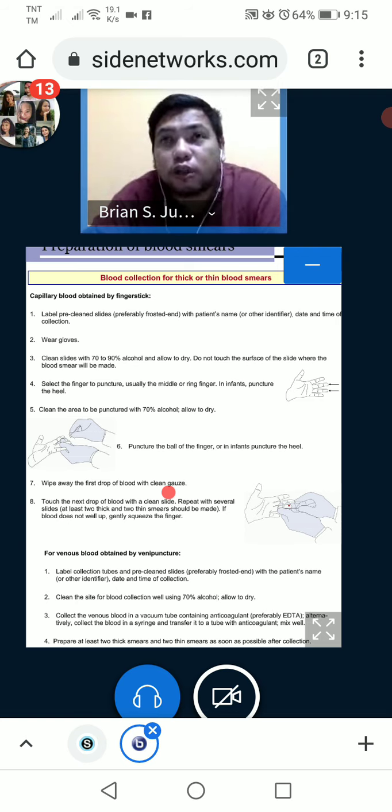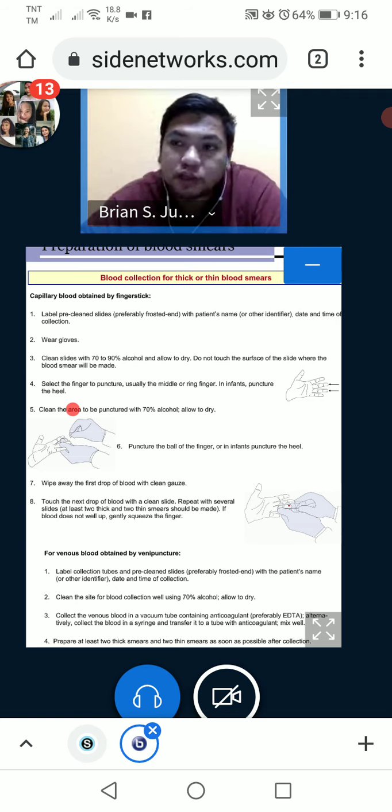So first you're going to label, okay, yung clean slides natin, wear gloves obviously because we are going to deal with blood. Okay? Select the site of puncture. Usually class, the site for pricking or yung capillary collection is the thickest or yung pinakamalaki. Usually class, hindi naman sobrang laki katulad ng thumb. Usually class is the 2 middle fingers. Itong dalawa. Mamimili ka dito sa dalawa.